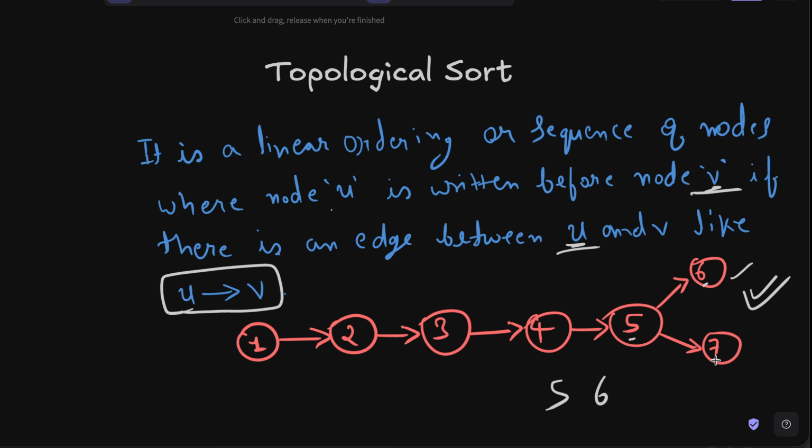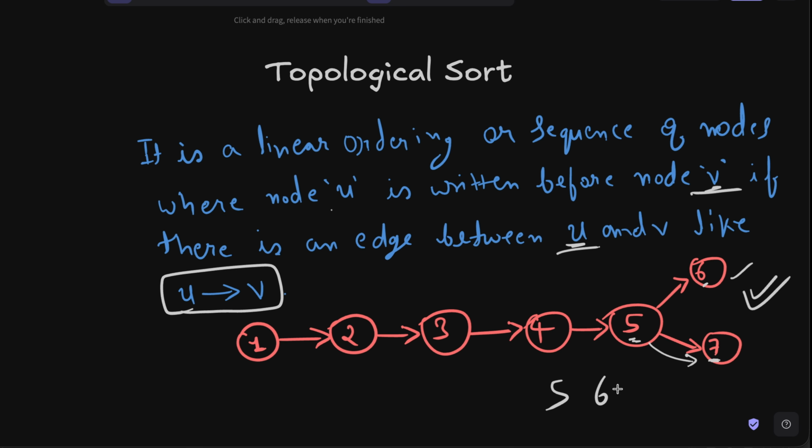Then I also have 7. So we have an edge from 5 to 7 like this, right? It means we have to write 7 after 5. So I have to write 7 somewhere after 5. Where should I write it? Should I write it after 6 or should I write it before 6? Well, both of them are fine. Both of them are valid orderings. Why? Because 7 and 6 do not have an edge, so you do not need to worry about in which order you write 7 and 6.